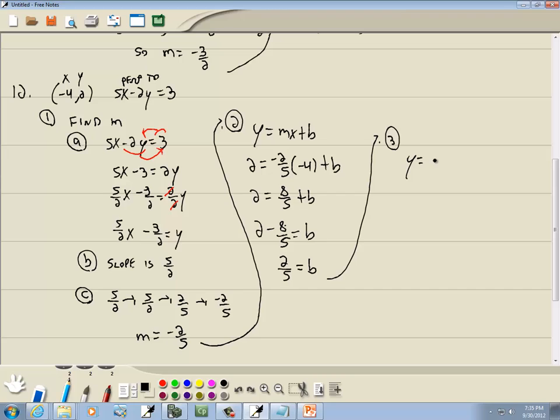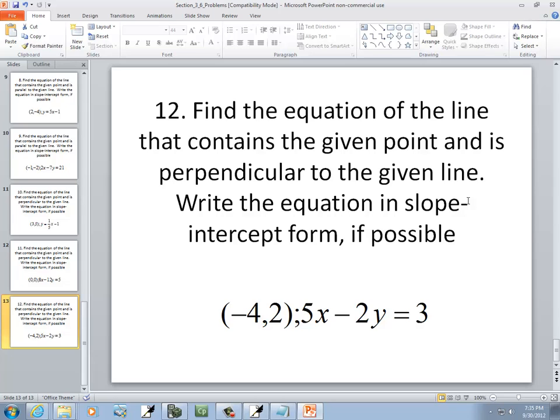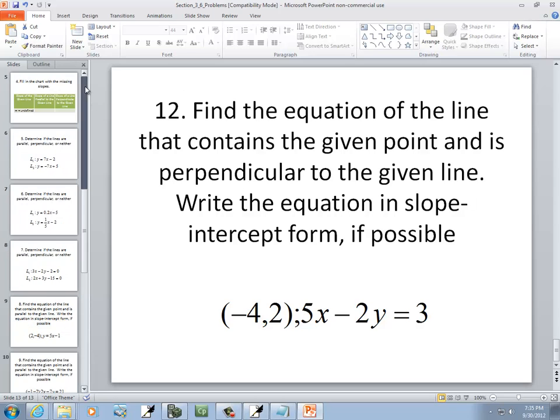Step 3. Can't forget to write our answer down. M from step 1 we said was negative 2/5, and b from step 2 was a positive 2/5. And that's our answer. And that's actually the last problem too.